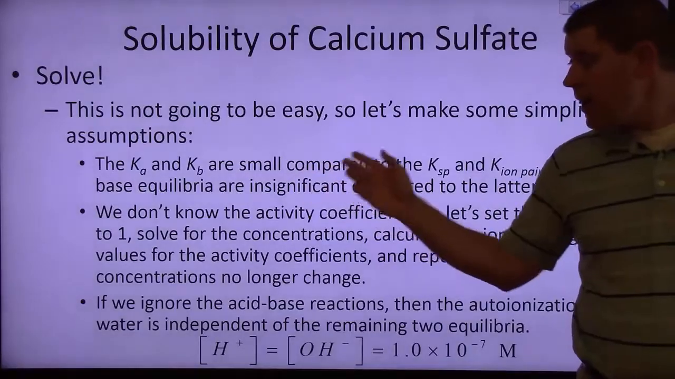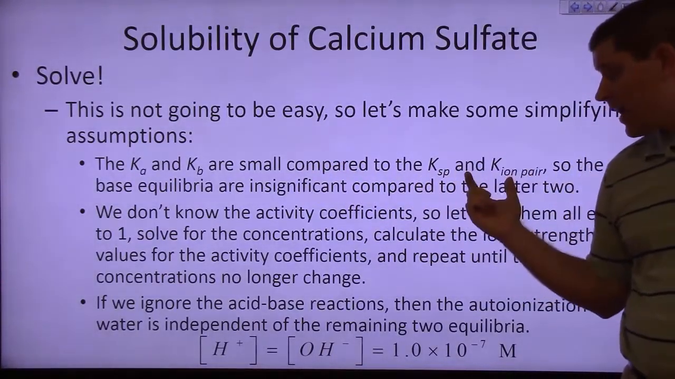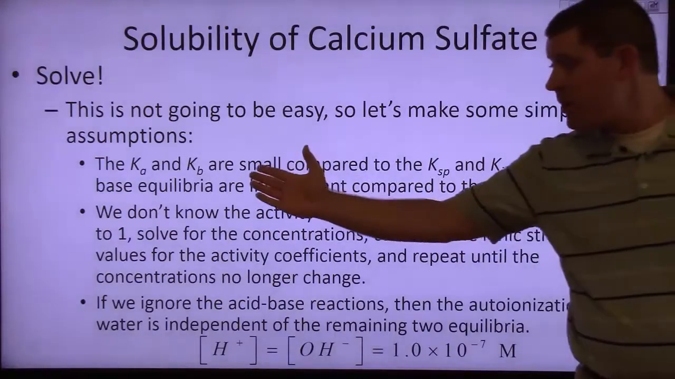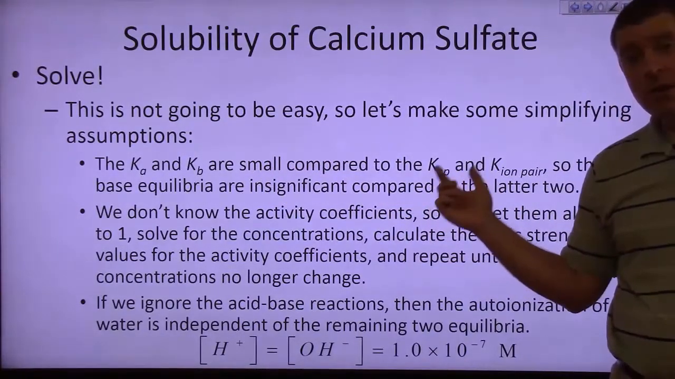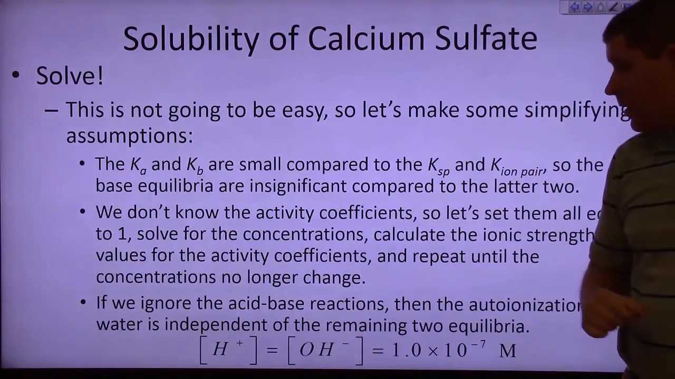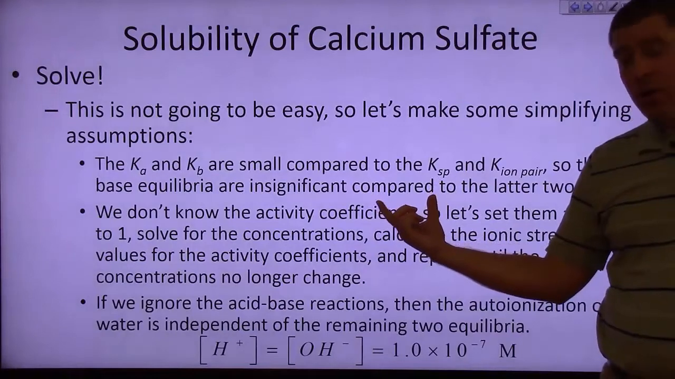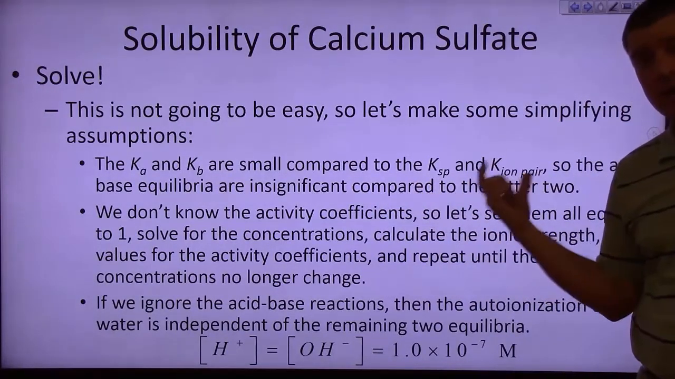The Ka and the Kb are small compared to the Ksp and the K for the ion pair. Remember, the Ka and Kb are around 10 to the minus 13, the Ksp is 10 to the minus 5, and K for the ion pair is 10 to the minus 3. So the acid-base equilibria are going to be insignificant compared to the latter two, the Ksp and the ion pair.